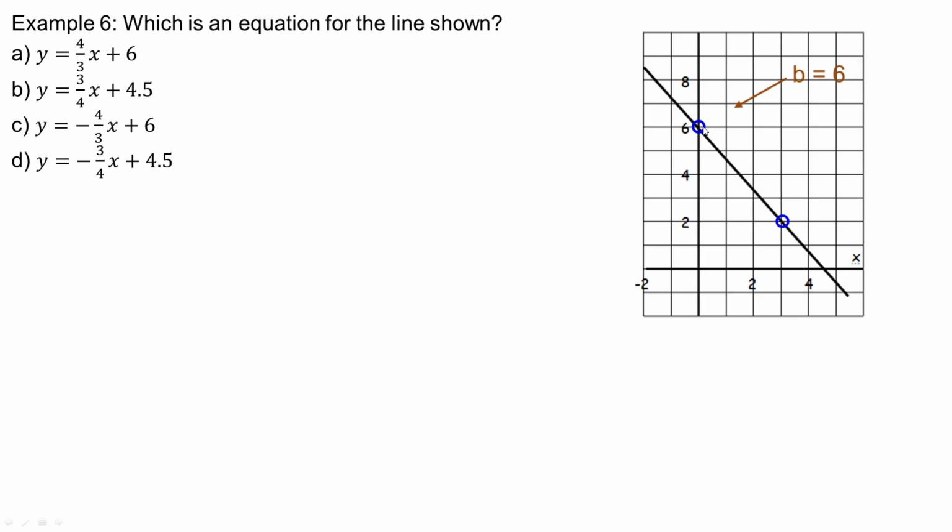This point here also is the y-intercept, the b value when you write y equals mx plus b. So that's the number on the end of the equation. If you look over here right now, there's only 2 equations that have a 6 on the end. So that rules out B and D here. But let's continue with finding the equation.